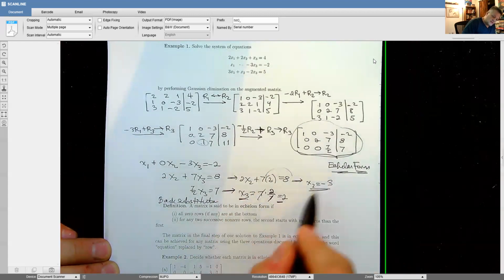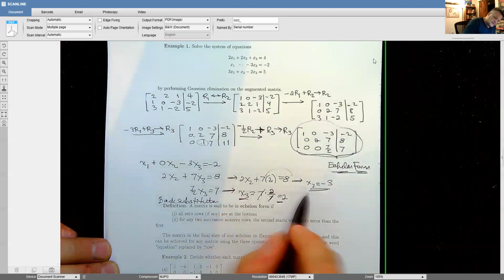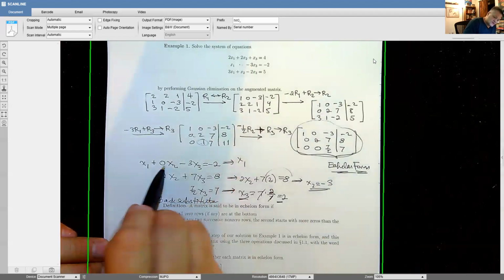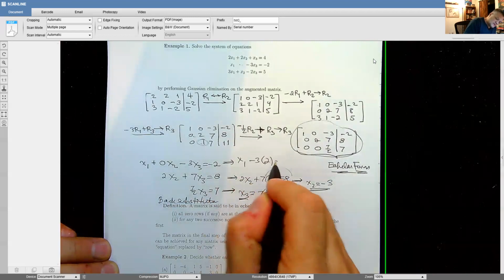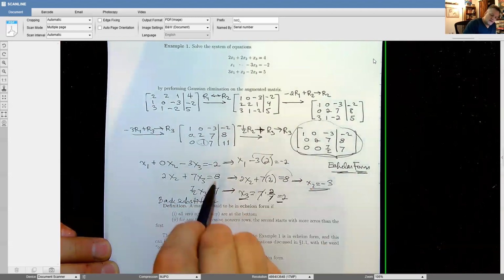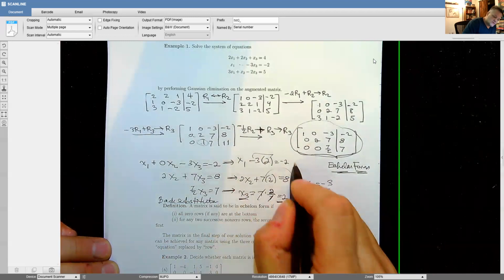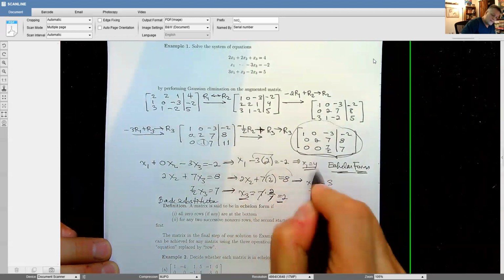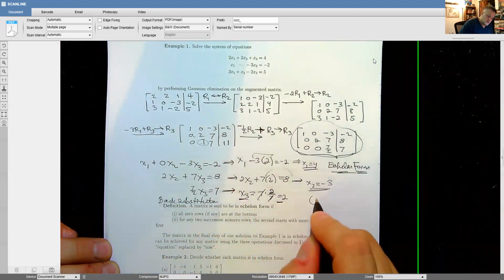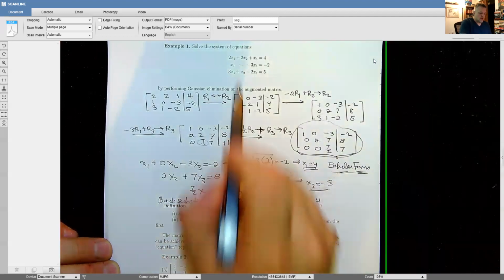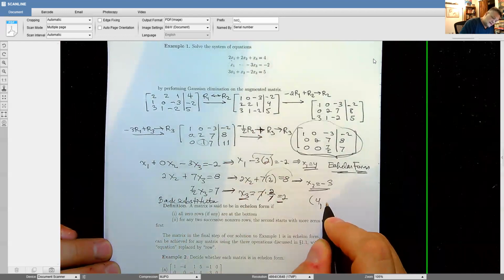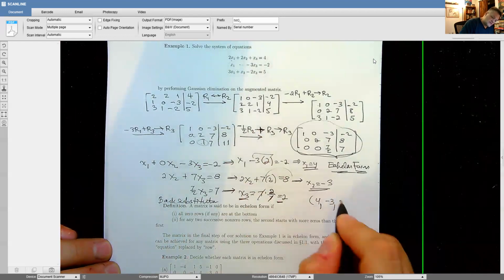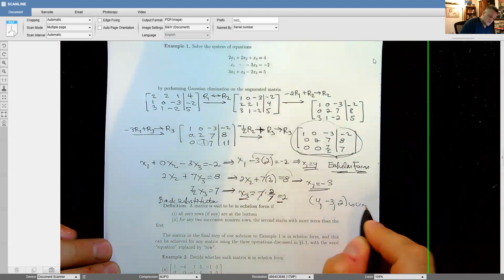And then I'm going to plug these guys both in here to get x1. Right? X1, there is no x2. Minus 3 times 2 is minus 6. Add 6 to both sides to get x1 is 4. And so notice we have a unique solution. Write them in the order of increasing subscript. So x1 is 4, x2 is minus 3 and x3 is 2. This is the unique solution.